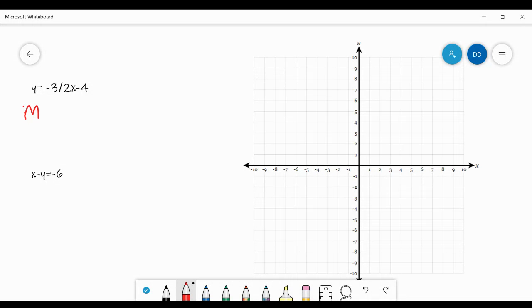So our slope is -3/2. So that means we're going to be going down 3 over 2. And our y-intercept, our b value, is -4. So that's where we're going to start, at -4. So I'm going to put a point at -4. And then I'm going to go down 3 over 2. I'm going to repeat that until I can't anymore. And then I'm going to do the reverse to get as many points graphed as possible.